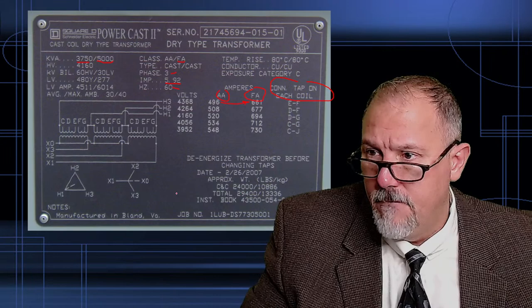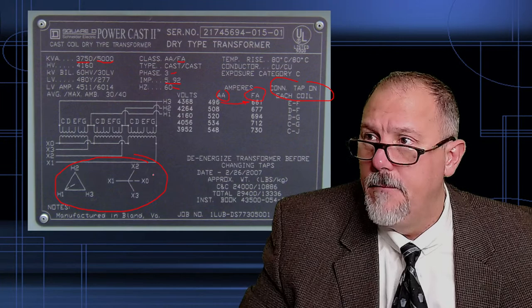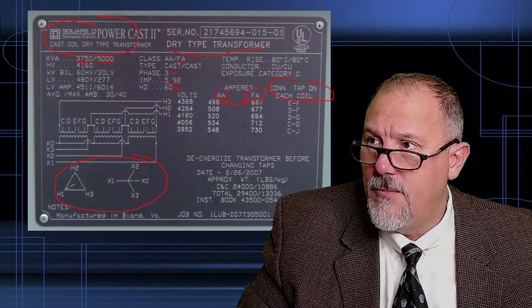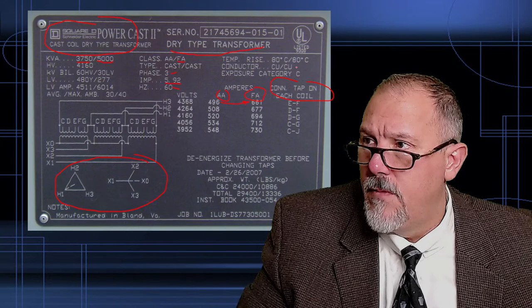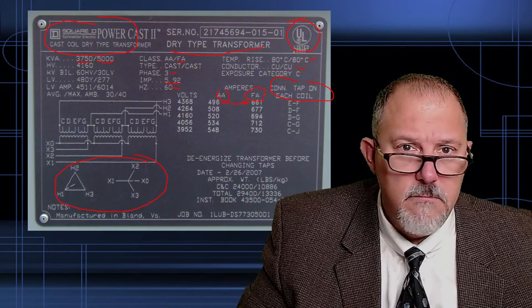Let's see what else is on here. We've got the configuration. There's your configuration on how it's wired because it is an assembled unit. I've got the manufacturer's information. It's a dry type transformer. Conductors, temperature rise. I've got my listing mark. Exposure category C, de-energized transformer.